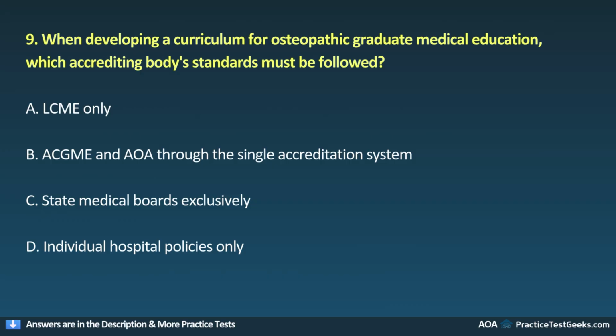9. When developing a curriculum for osteopathic graduate medical education, which accrediting body standards must be followed? B. ACGME and AOA through the single accreditation system. C. State medical boards exclusively. D. Individual hospital policies only.